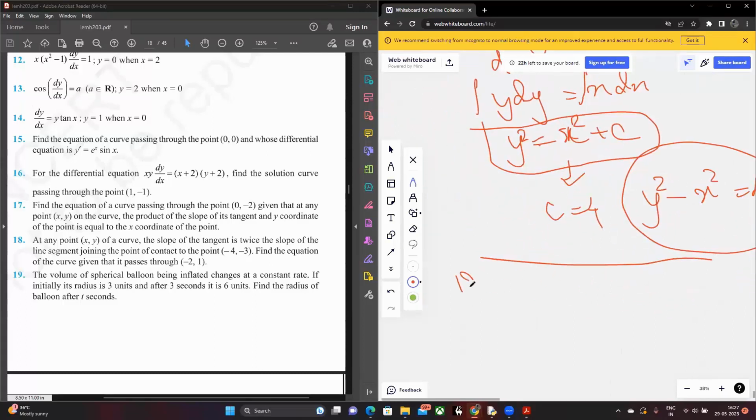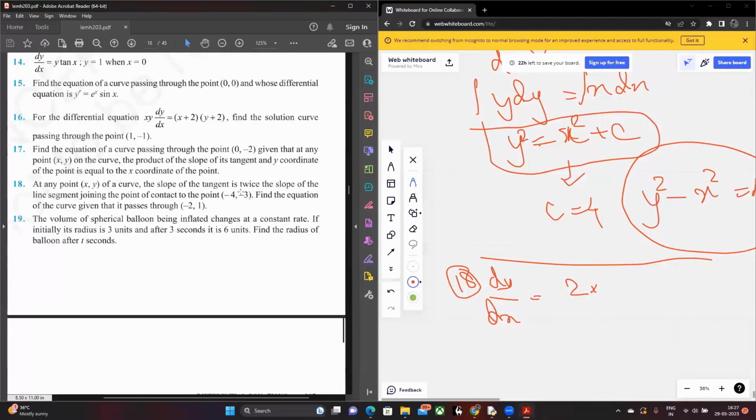Now, question number 18. At any point (x, y) of a curve, the slope of the tangent, dy by dx, is twice the slope of the line segment joining the point of contact, that is (x, y), to (minus 4, minus 3). So this is basically 2 into (y plus 3) divided by (x plus 4). Find the equation of the curve given that it passes through (minus 2, 1).